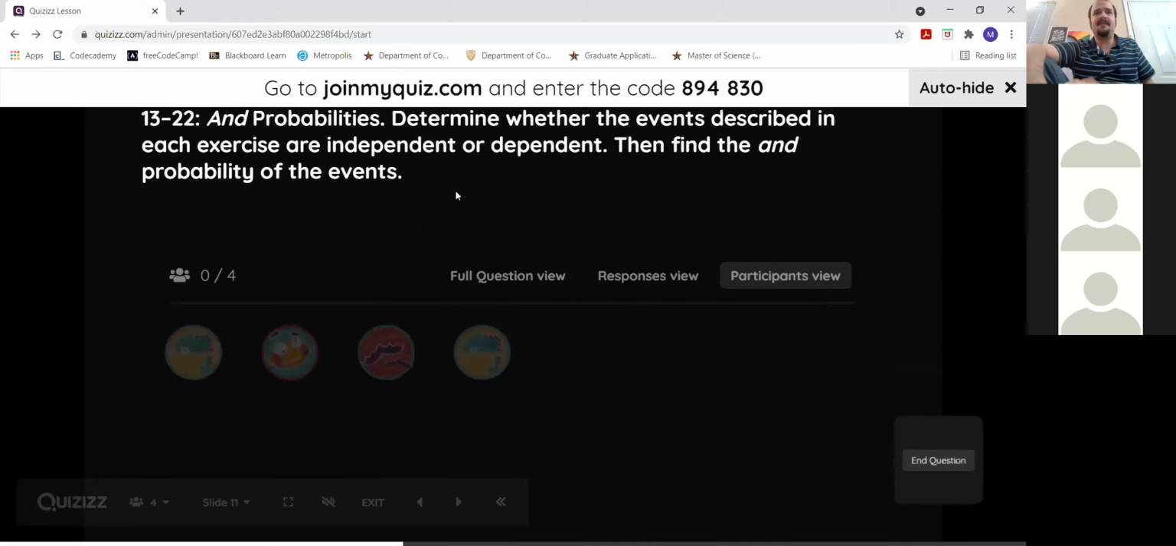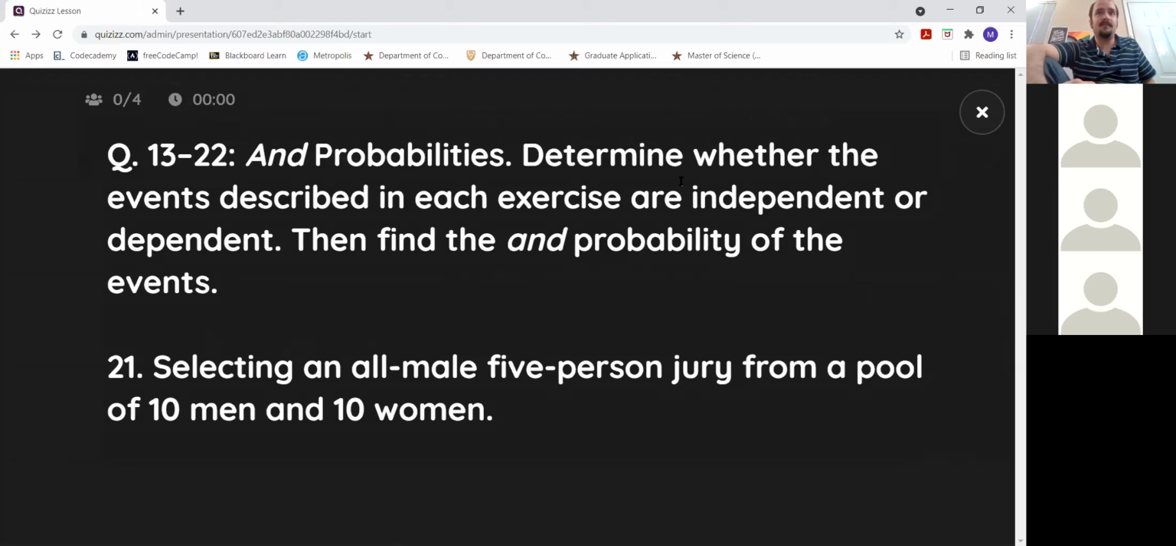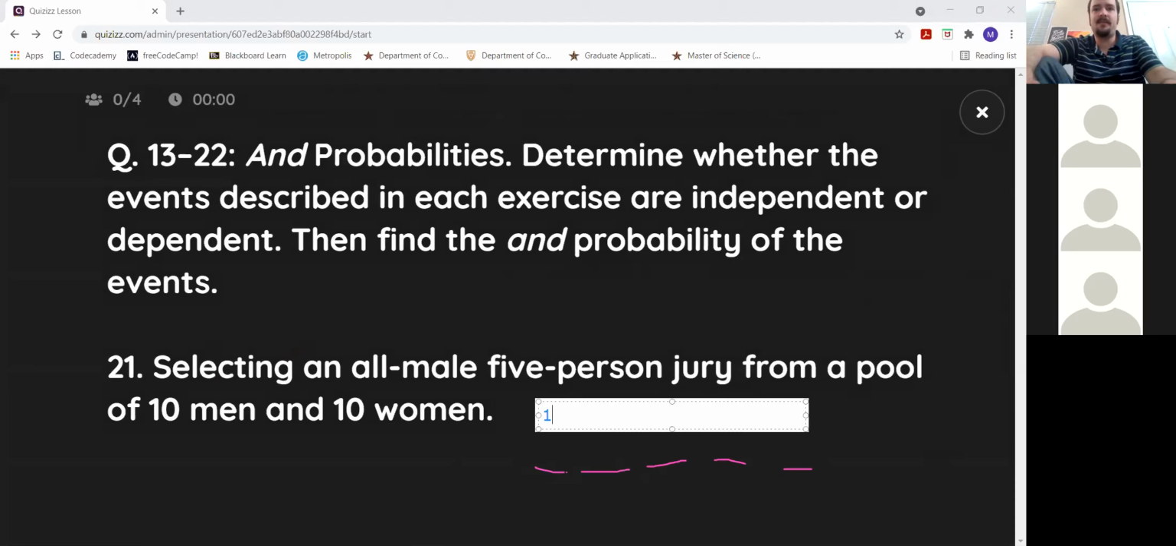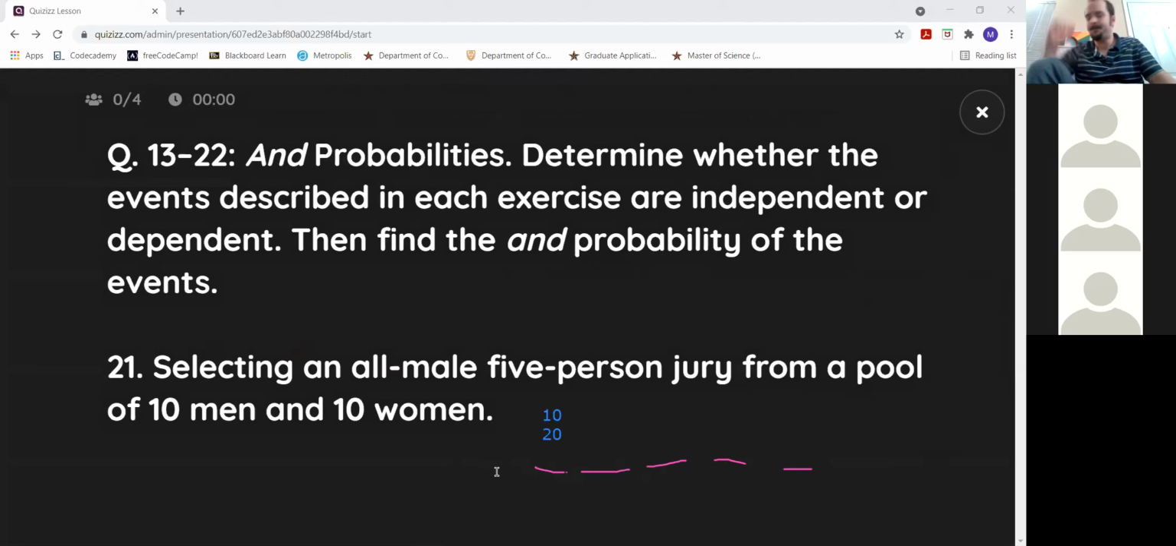I kind of said it a little bit, but I'll say it a little more. We want to select 5 people, so you know you have to make 5 decisions. Personally, if I was doing it, I'd probably draw the line there. And I know I start out with 10 men out of 20 people total. And you told me this was dependent. So how does this look?